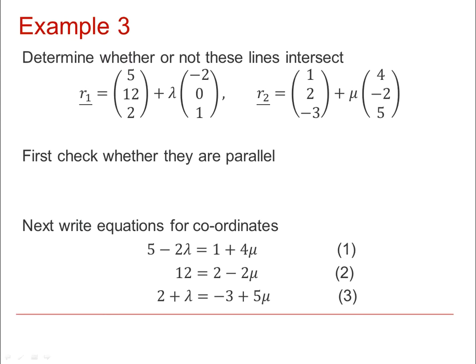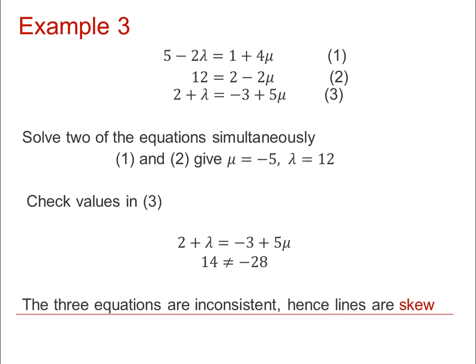Well, we look at the direction vectors, and we can see that we've got negative 2, 0, 1 and 4, negative 2, 5. So we can say that direction vector 1 is not a constant multiple of direction vector 2, and therefore they're non-parallel. We now write out the equations for the coordinates x, y and z, and then we need to solve those simultaneously. That gives us a value of mu equal to negative 5 and lambda equal to 12.